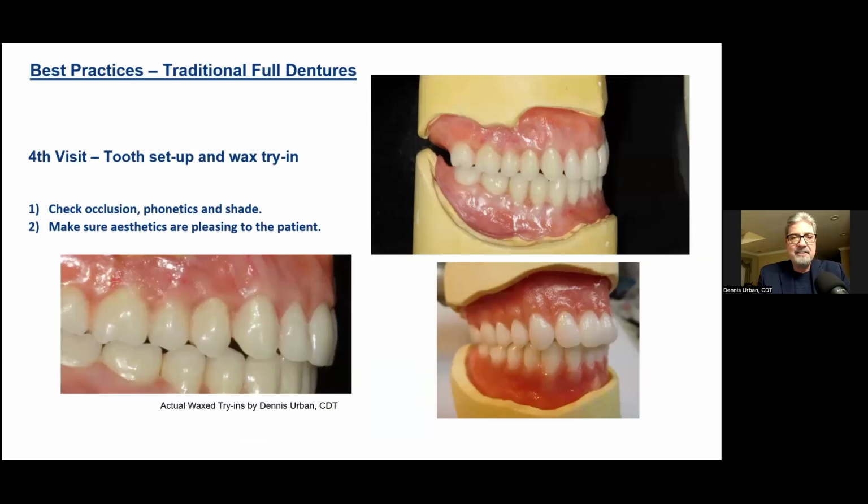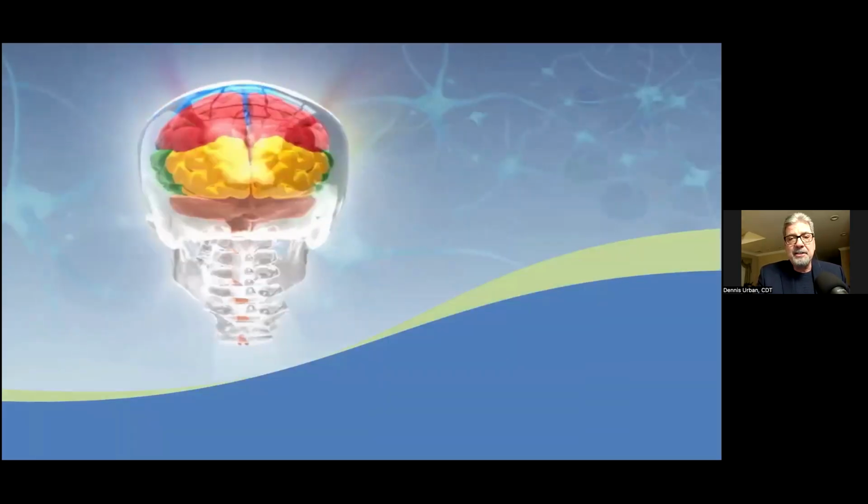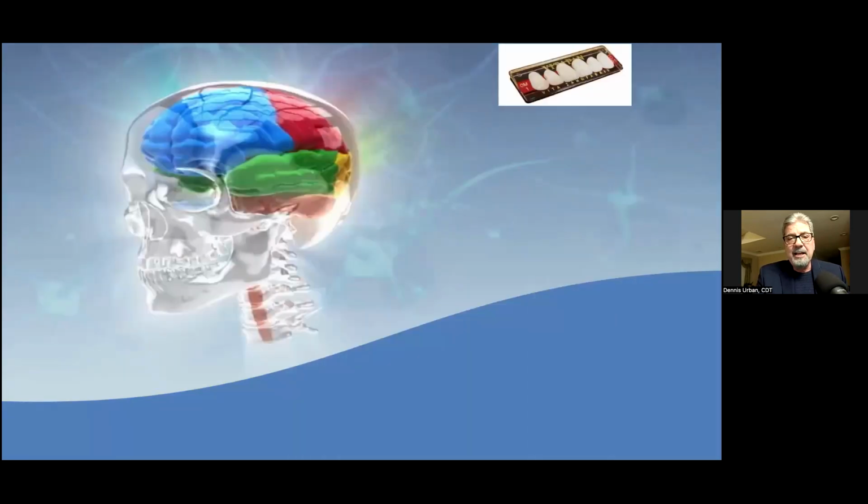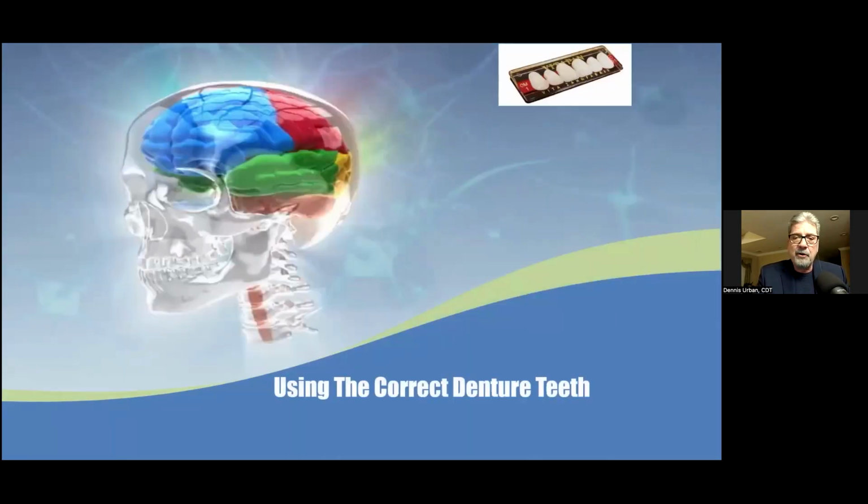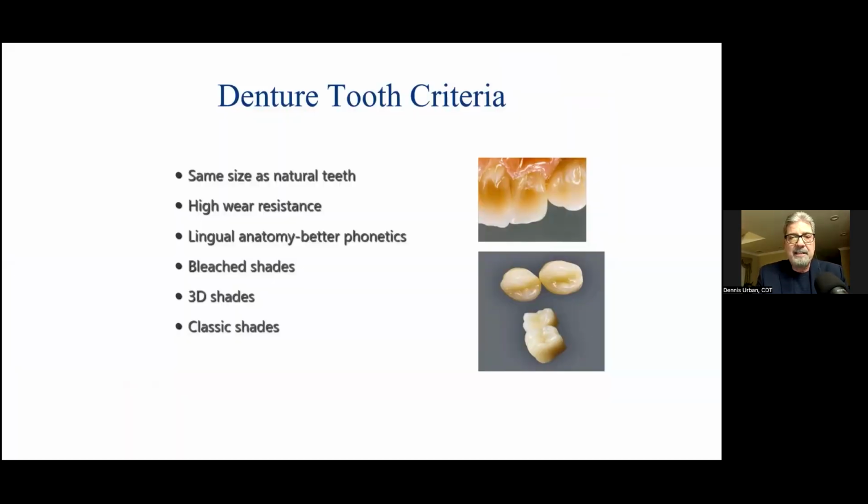So if we're getting to the end of this, the analog part here, I just want to talk about the fourth visit, which is going to be the denture tooth setup and try-in. And we want to utilize the correct teeth. So what are we talking? There's so many denture teeth on the market, and we want to use the correct denture teeth. And what am I talking about when I talk about denture tooth criteria? We want it the same size as natural teeth. We want something with high wear resistance, lingual anatomy for better phonetics, and I'll explain that in a minute. A good variety of shades, whether it be bleach shades, 3D shades, or classic shades.